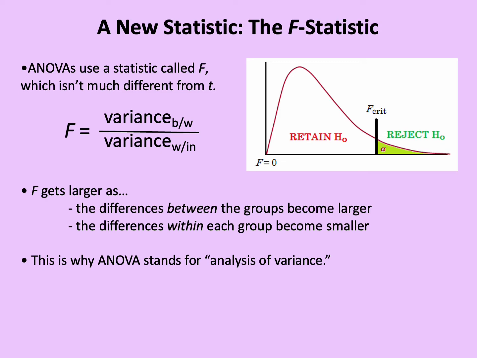And that's the main reason why ANOVA stands for analysis of variance, because we're comparing two different measures of variance: the variance between different groups of people and the variance within the same group of people.